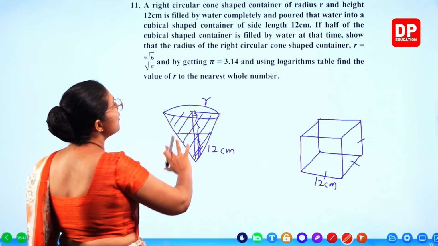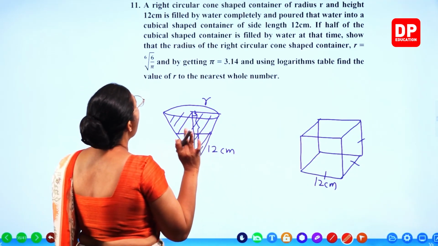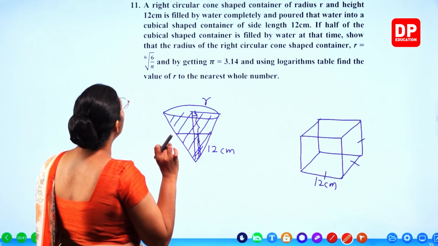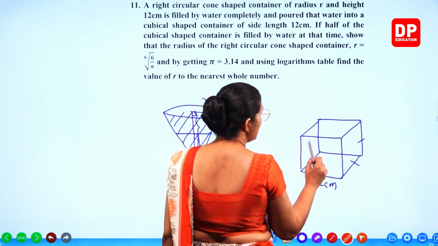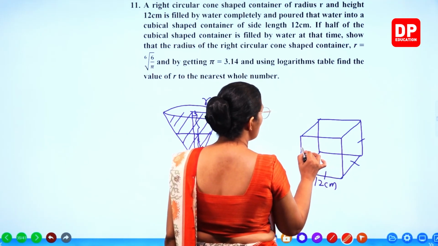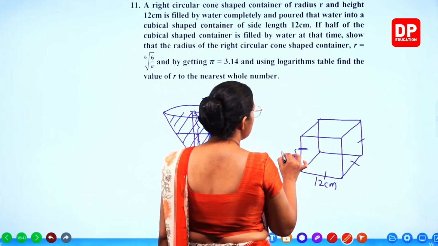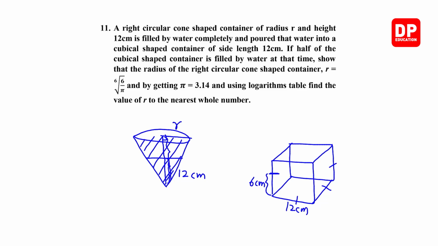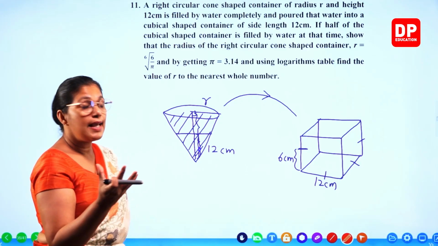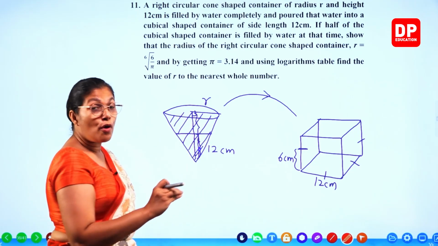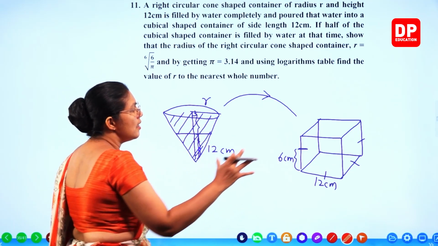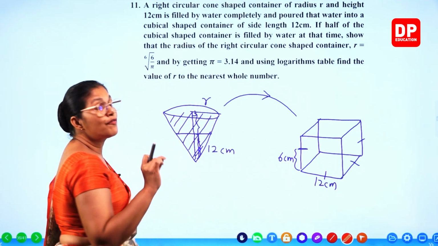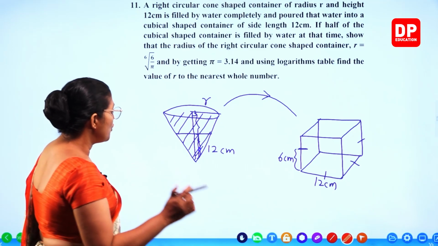And then that water is poured into a cubical shaped container of side length 12. If half of the cubical shaped container is filled by water, so this is only halfway filled. So that means 6 centimeters is filled from each side. So this is poured here. So you have to show r equals this. So what can you say? The volume of water here is equal to the volume of half of the cube. So how do you write down the equation?